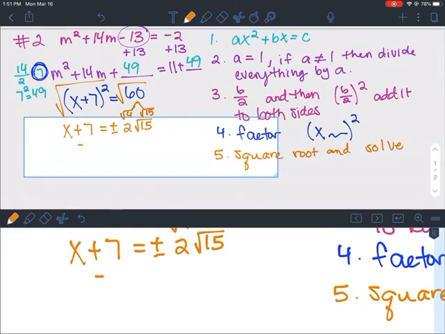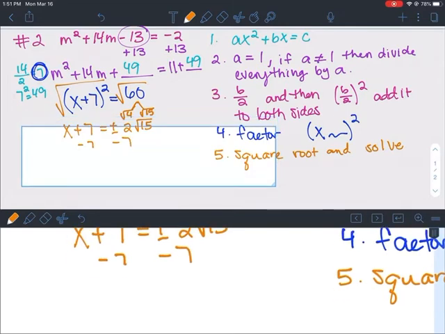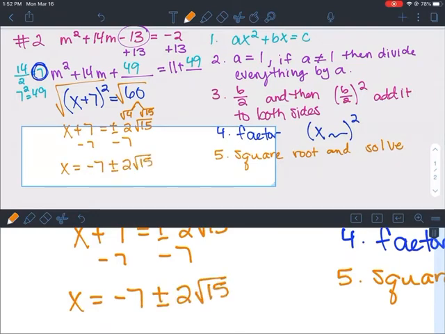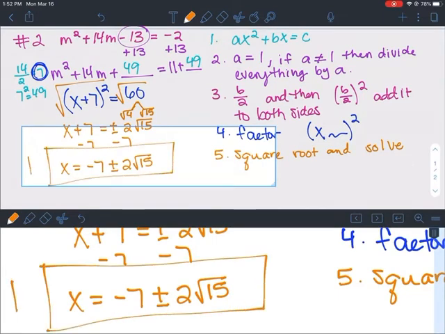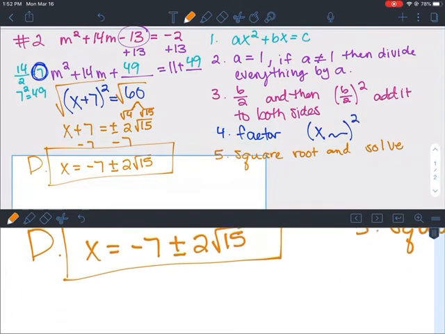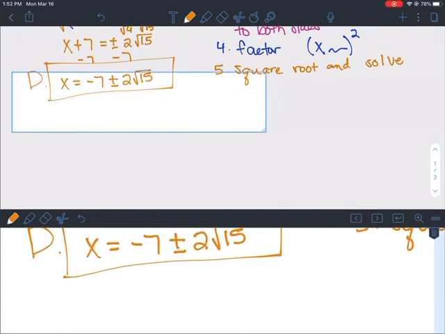So now that we're down to this step, all we need to do is solve for x. So we're going to subtract 7 on both sides, and we should end up with x equals negative 7 plus or minus 2 the square root of 15, which looking back on our answer options was answer option D. So that one was D.